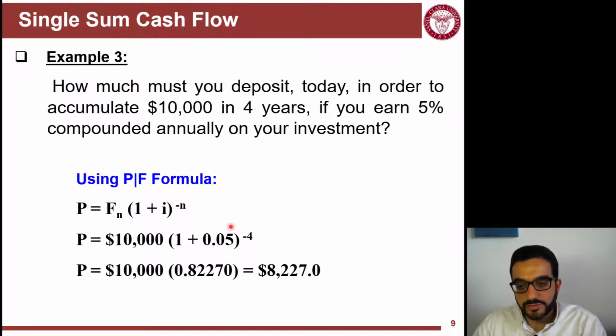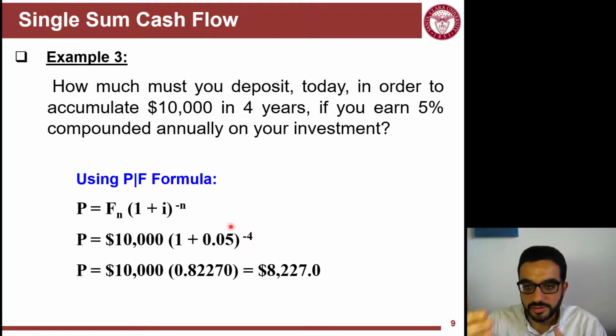If I use the formula, it's very straightforward. Everything is given except I'm looking for P. I will calculate it. And you can see here I'm doing what we call in economics discounting. I'm discounting a future value to the present, because when I put this discounted present value in the bank, over time it will earn the 5% and it will give you $10,000. So now I need to put 8,227 in this bank, deposit it, and forget about it for 4 years.